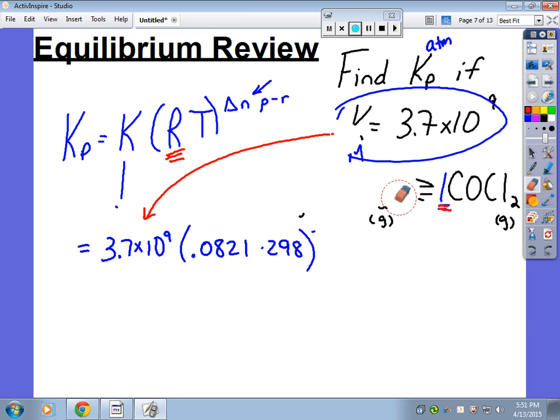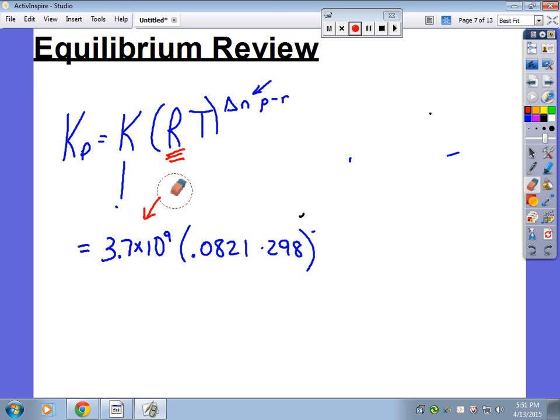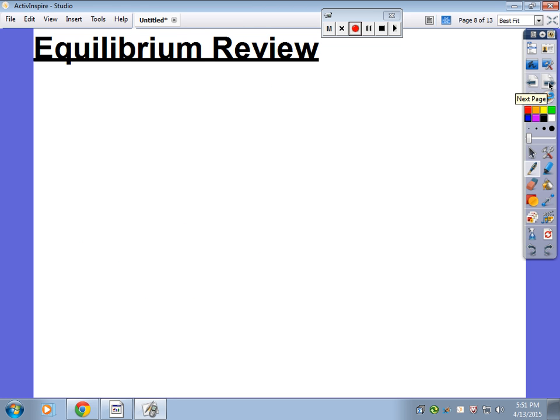Now I solve. And all I'm doing is using this equation to help me solve. And when I do that, I get 1.5 times 10 to the 8th. And that's my value for Kp. And the minute I see Kp, folks, what's that mean? That's in terms of atmospheres. Okay? All right, we're going to stop here.